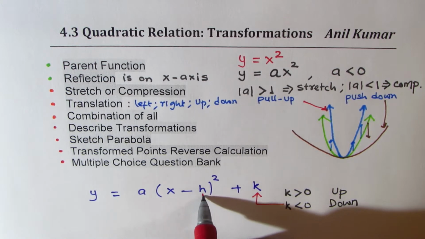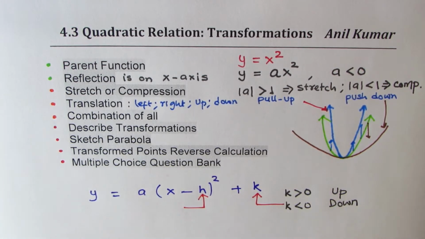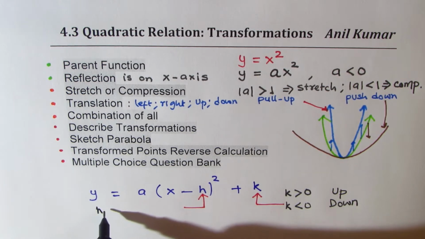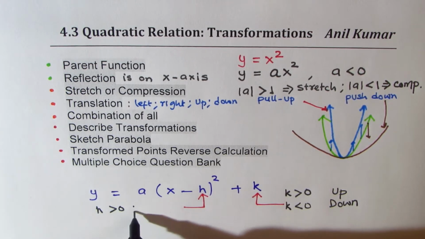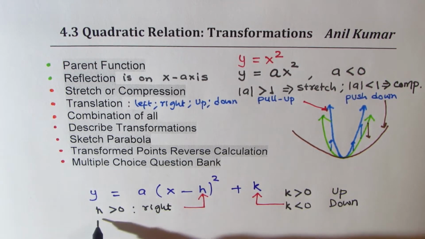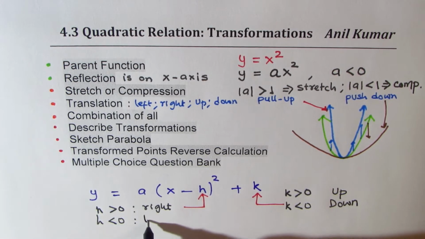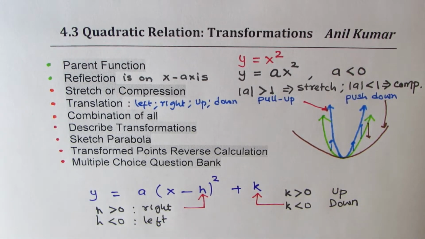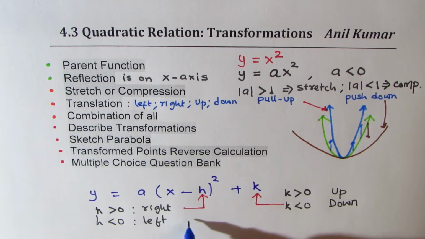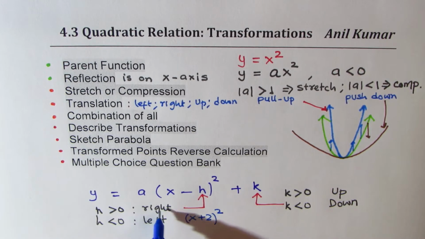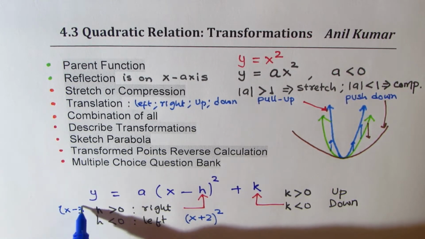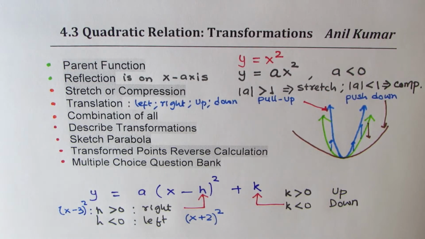And h is going to tell us about left or right. If h is greater than 0, for example x minus 3, that means right. And if h is less than 0, that means left. An example of a function which will move left is (x plus 2) whole square. And the one which moves right will be, let's say, (x minus 3) whole square. So we say right by 3 units. I hope you got this.